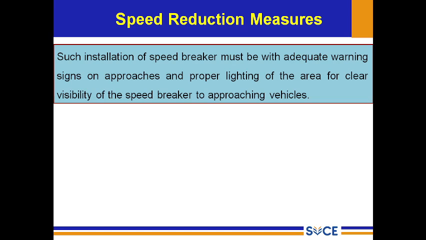Such installation of speed breakers must be with adequate warning signs on approaches, and proper lighting facility should be there for clear visibility of the speed breaker. Speed breakers are commonly used to reduce speeds. So the main objective of the speed breaker is to reduce speed. However, the design and type of the speed breakers is critical. Speed breakers reduce the speed and result in an efficient traffic flow.